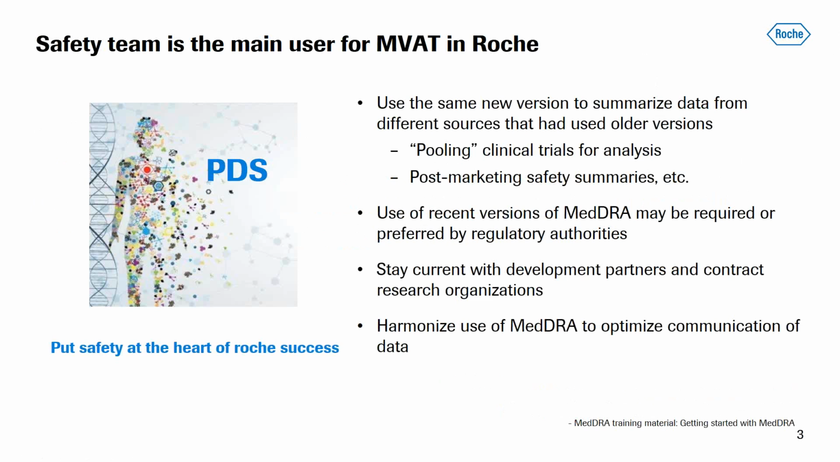So first, use the new version to summarize the data from different sources that have used the old version. For example, for safety data, the more the better. So sometimes we need to pull in data from different clinical trials for analysis. And also, the safety team needs to take care of the post-marketing safety summary, for example, some periodic safety reports.